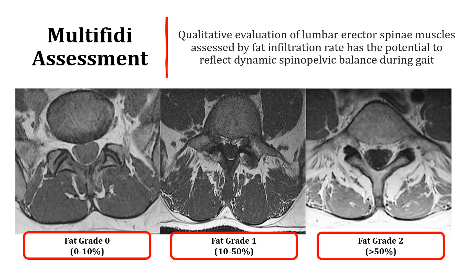Now, when we look at the fatty infiltration grading, it's kind of nice because there's really only 3 grades or levels. So you have fat grade 0, which is 0 to 10%, fat grade 1, which is 10 to 50%, and then fat grade 2, which is greater than 50%. And simply you're trying to draw a circle. You can do so on your markup of your MRI and look at what percentage of that circle is made up of white tissue versus dark gray or muscle tissue.